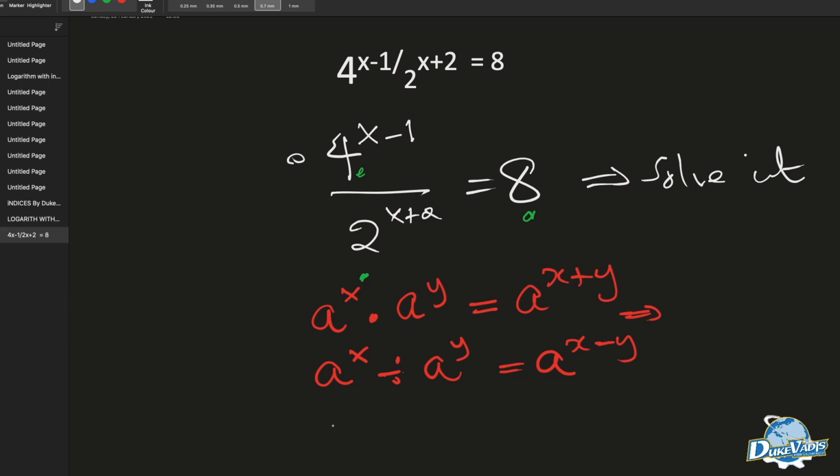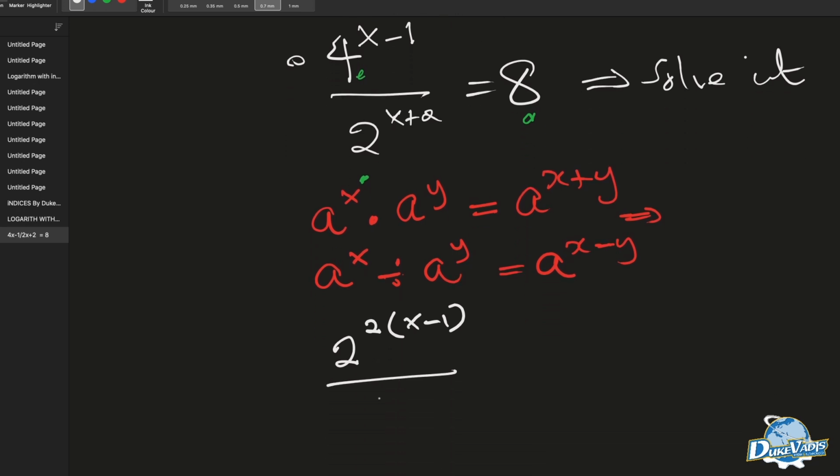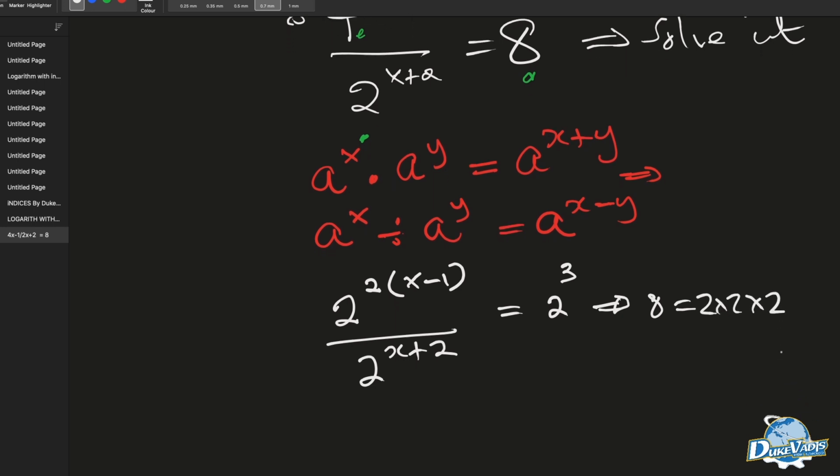But in the first place, let's look at the top one. The top one can be written as 2 raised to the power 2 into bracket x minus 1, still dividing 2 to the x plus 2, is equal to 8. We can break 8 and say 2 raised to the power 3, just simple because 8 means 2 times 2 times 2. I think so far we're cool.